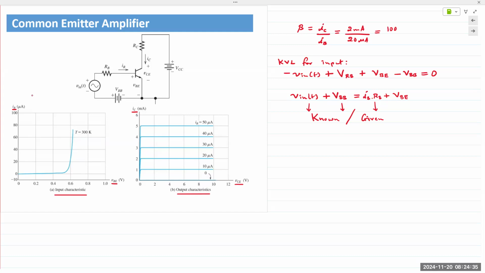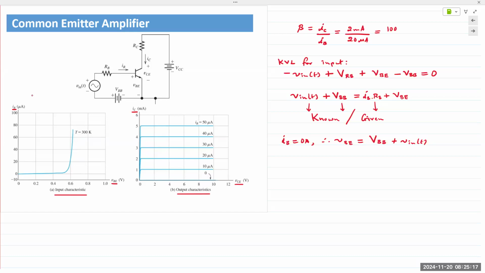So now that I have my KVL, I want to generate my load line. I need to find IB and VBE, so I'm going to substitute first IB equal to 0. And therefore VBE would be equal to VBB plus Vin, or Vin plus VBB. If IB is 0 amps, then VBE is simply the DC bias voltage plus Vin of t.